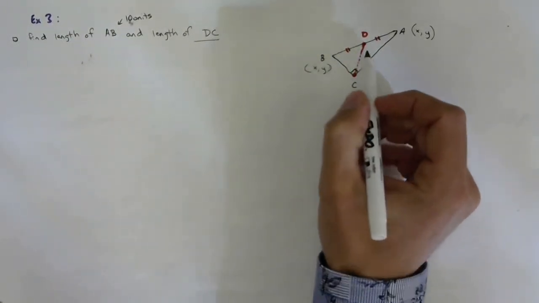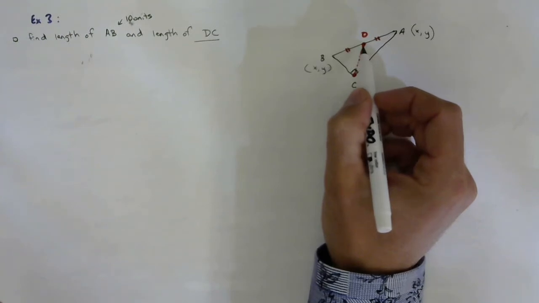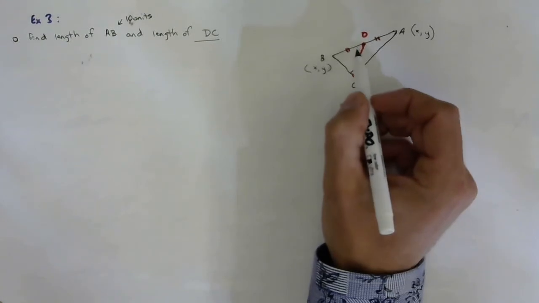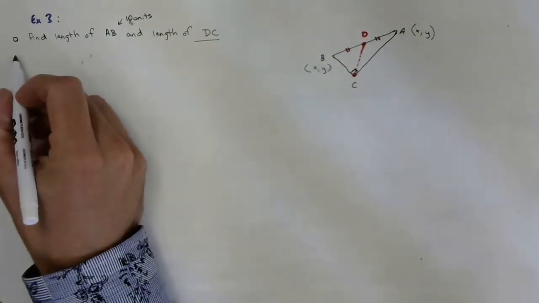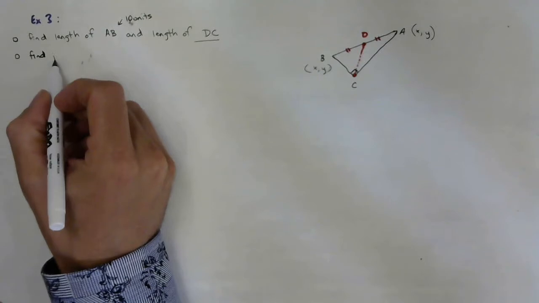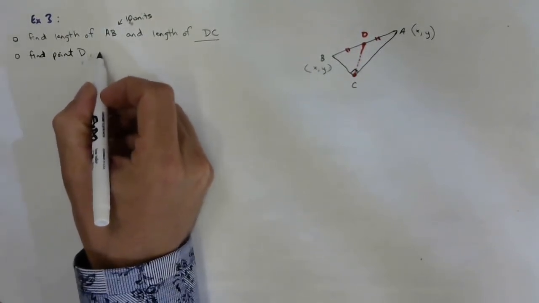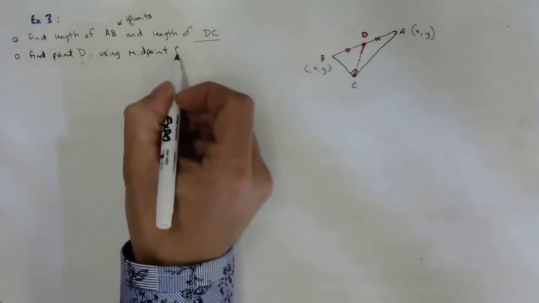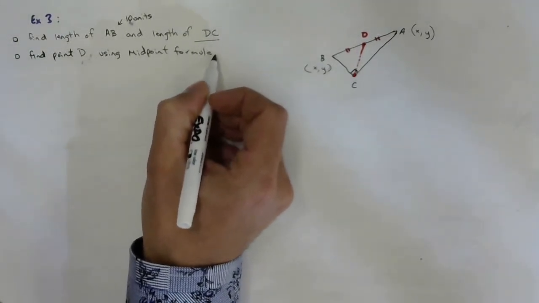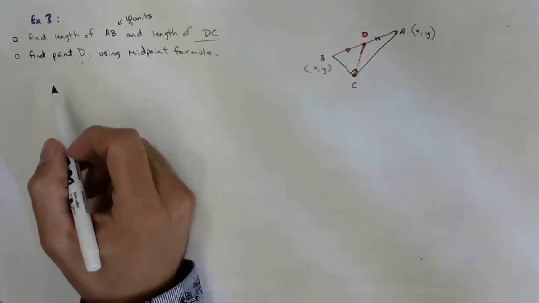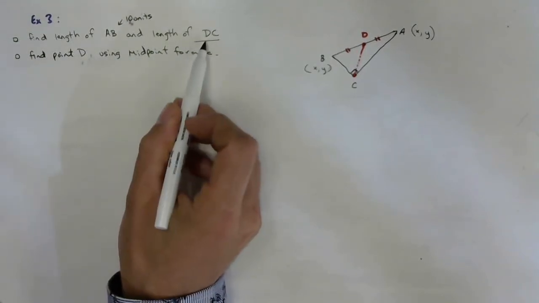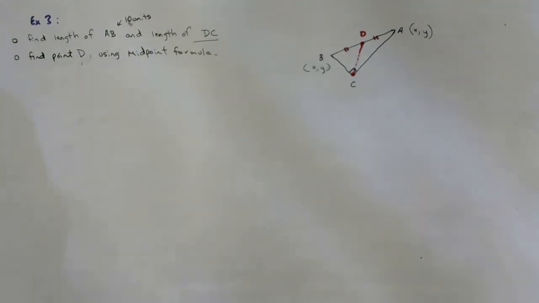No. Can I just look at my graph and figure out where point D is? No, I can't do that. Okay, how can I find point D? Find point D using midpoint formula. And then that's it for this one. 2 steps. Okay, find point D, then use that point to find the length of DC. And from there, then you're just comparing the lengths, seeing if it really is half the length.